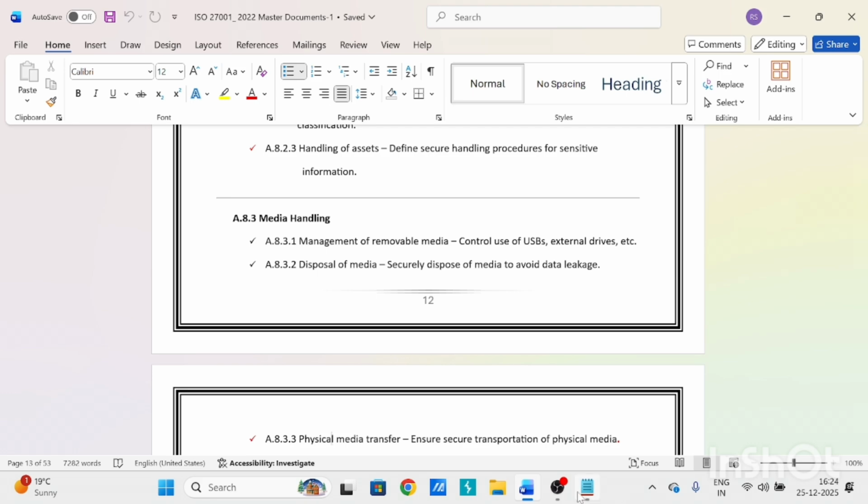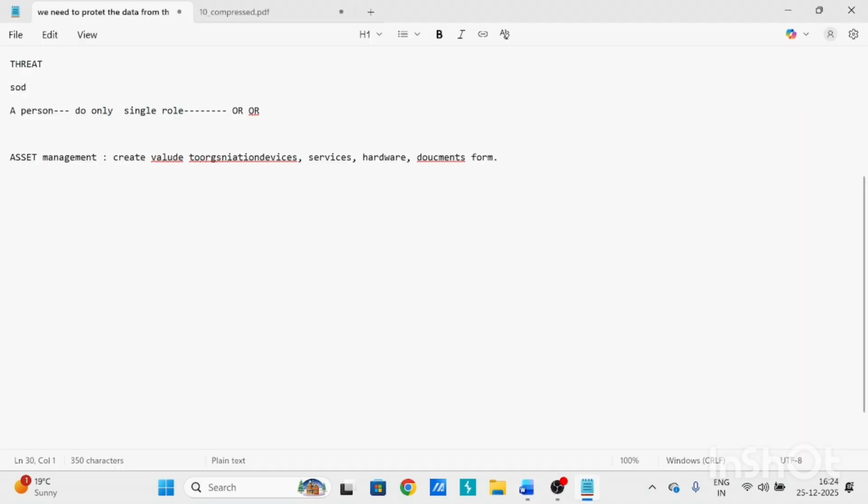Labeling means there are multiple forms in which data should be classified in the form of labels, starting with internal data, confidential, highly confidential, secret, restricted, and public.